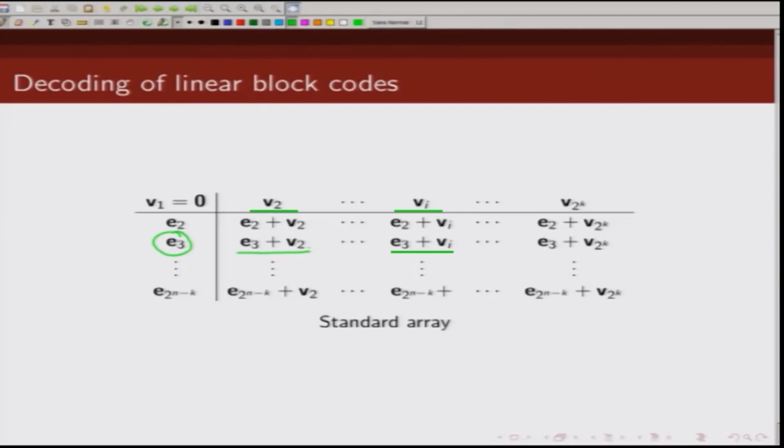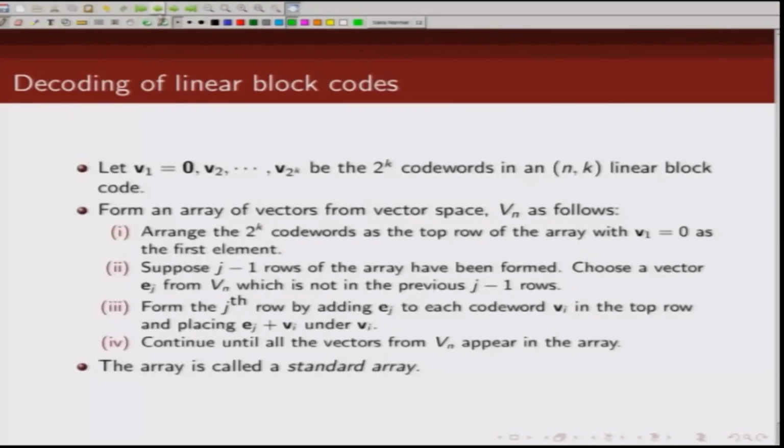The next row, how do I build up? Again I will pick an error pattern which has not happened before. I will pick up that error pattern and then I will add that error pattern to V2, put that element here. Add that error pattern to Vi, put that pattern here. So, this is how I will fill up the entries in this array. So, that is what I meant.